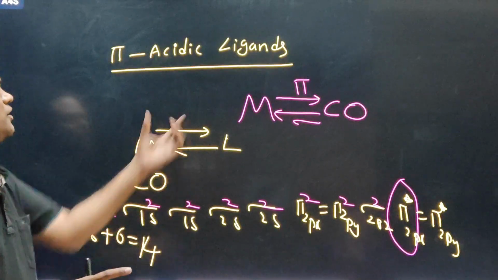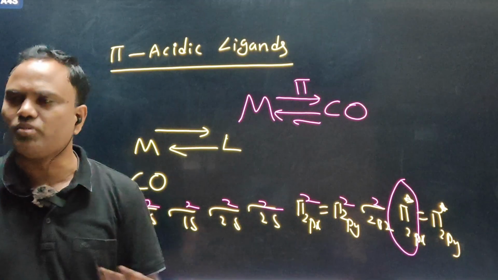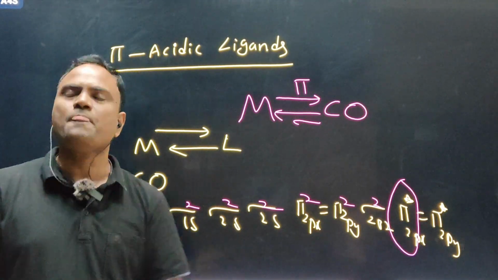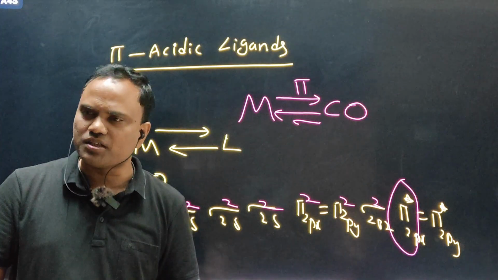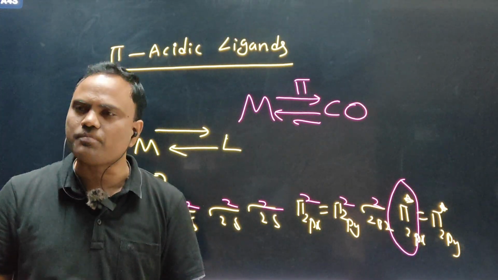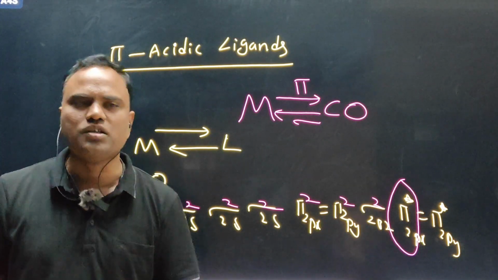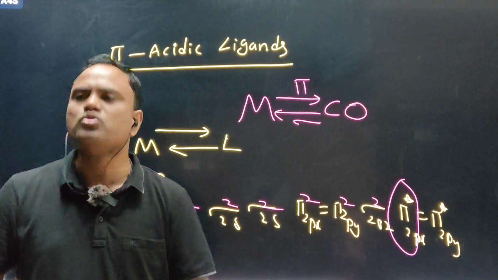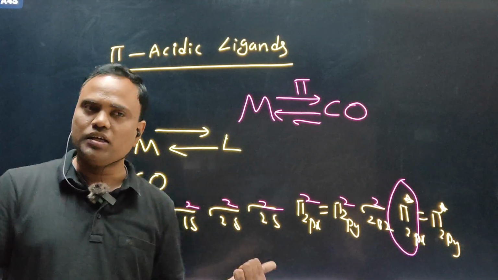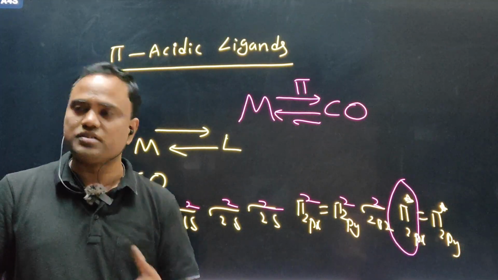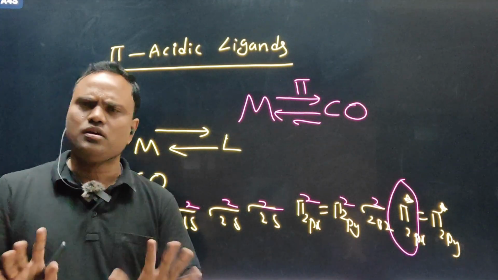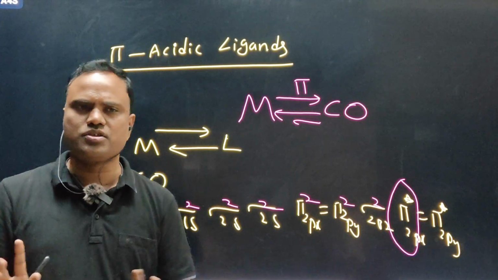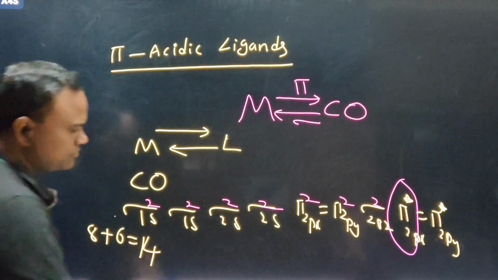Here what you have to learn is, what is a pi acidic ligand? Examples over. What is a pi acidic ligand? The ligand which accepts a pair of electrons from the central metal atom. Generally, what is the role of a ligand? The ligand should donate electrons to the metal, but in the reverse direction, what happens? It is accepting electrons from the metal. Write that and the examples list. Definition and examples are enough.